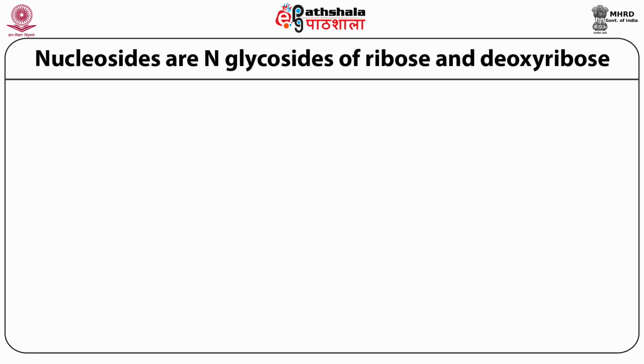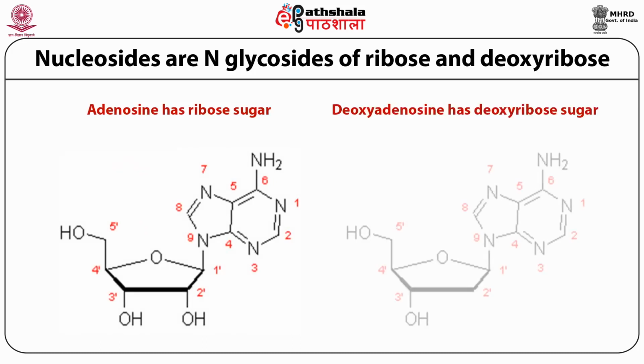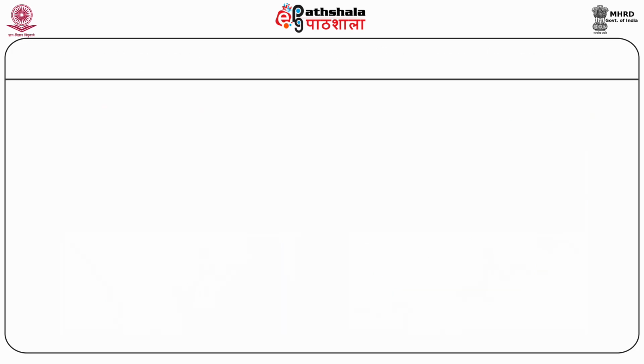What are nucleosides? Nucleosides are N-glycosides of ribose and deoxyribose. Adenosine has ribose sugar, whereas deoxyadenosine has deoxyribose sugar. And we show the difference between the two. In the deoxyribose sugar, you do not have a hydroxy group at the second position.